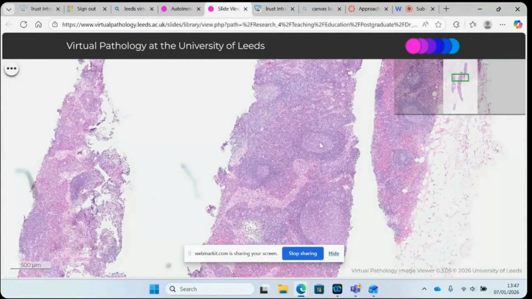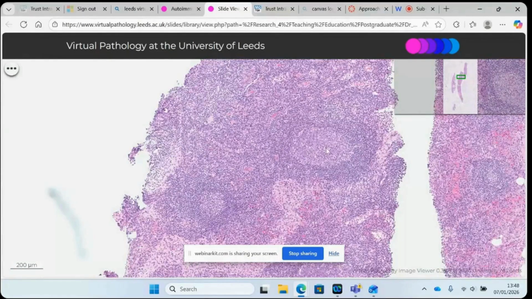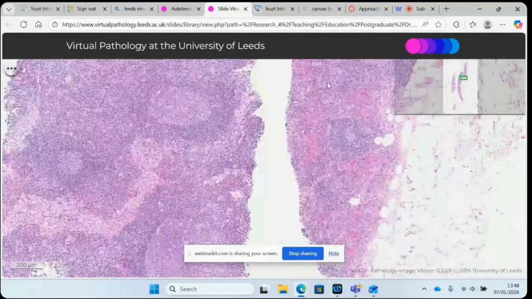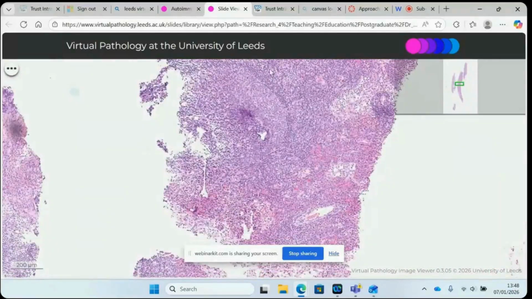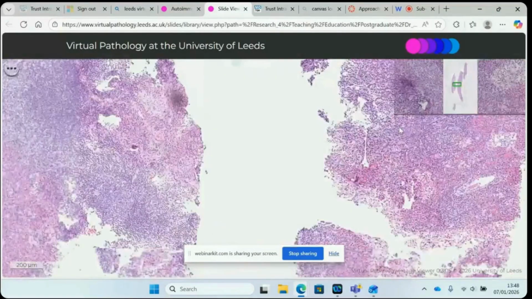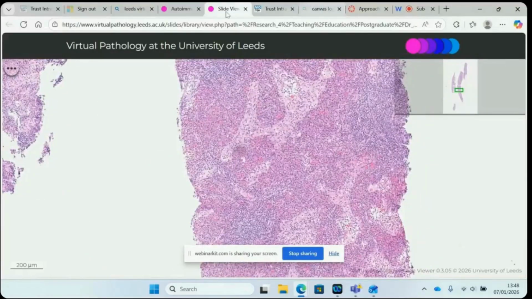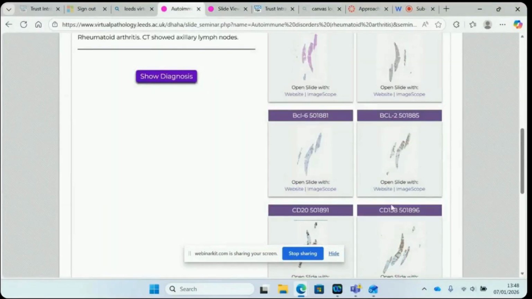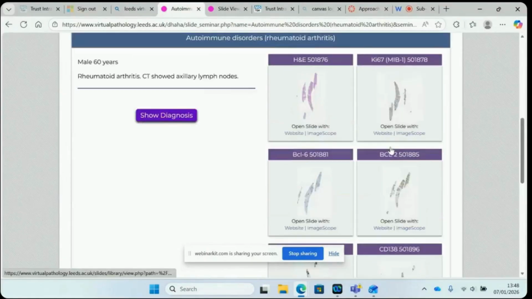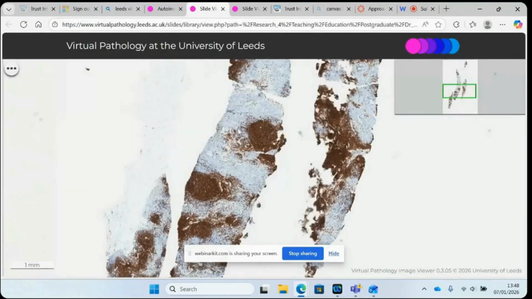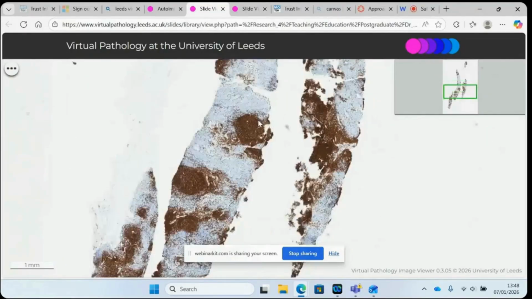And again, there's another follicle here, again, a thicker mantle zone. Polarization of the germinal center not quite as apparent in this one, but a thick mantle zone. This one here, again, polarization. And if we look at the immunos, CD20 will highlight the B cells. And there they are, lots of B cells, B cell follicle areas.